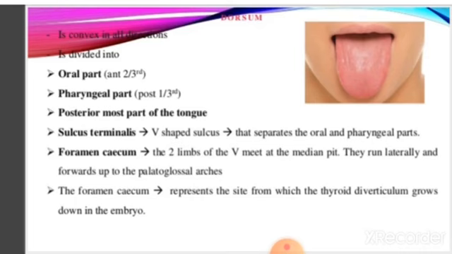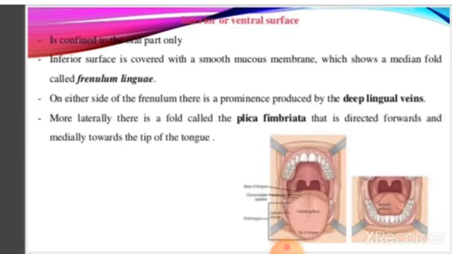Next is the foramen caecum, which represents the site from which the thyroid diverticulum grows down in the embryo.